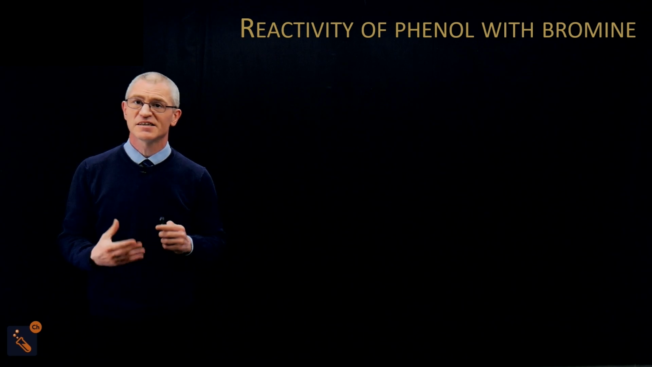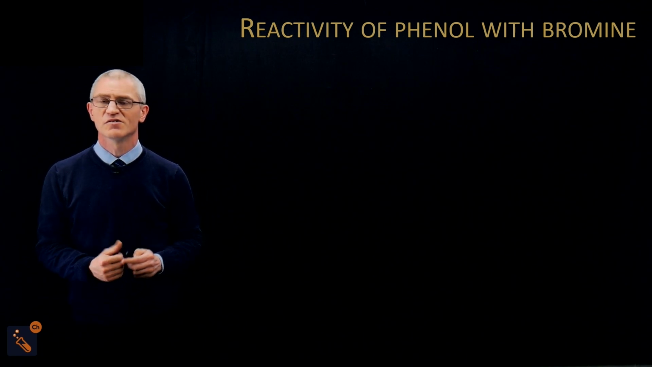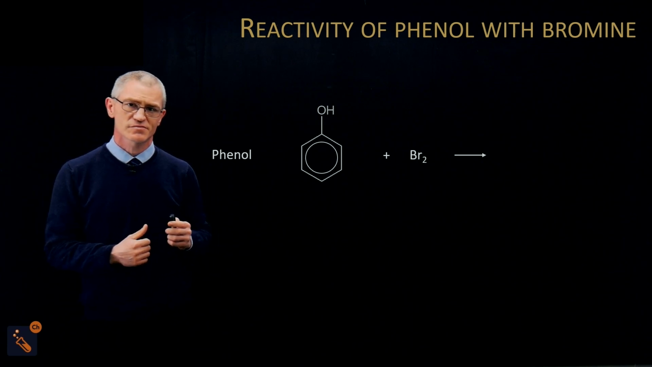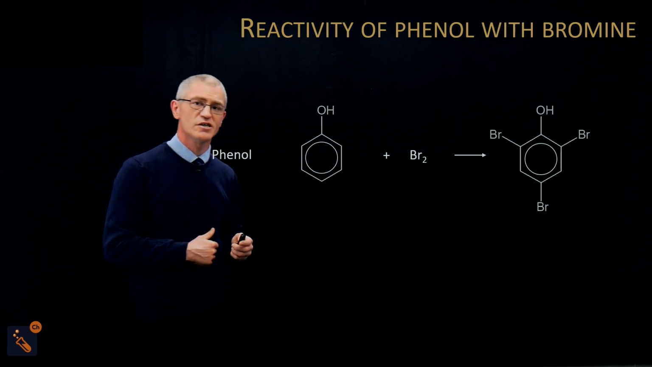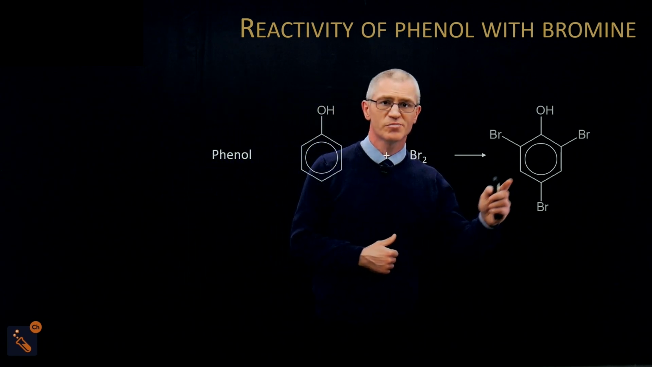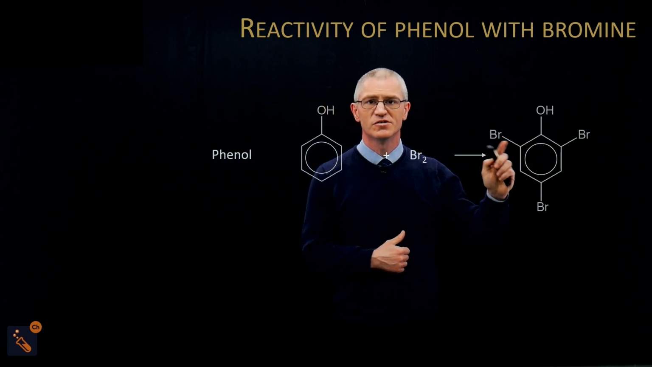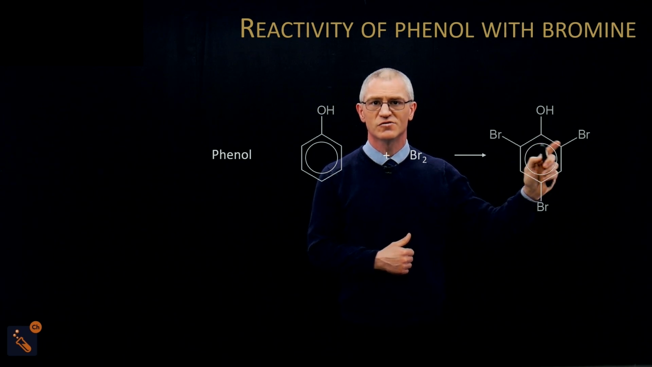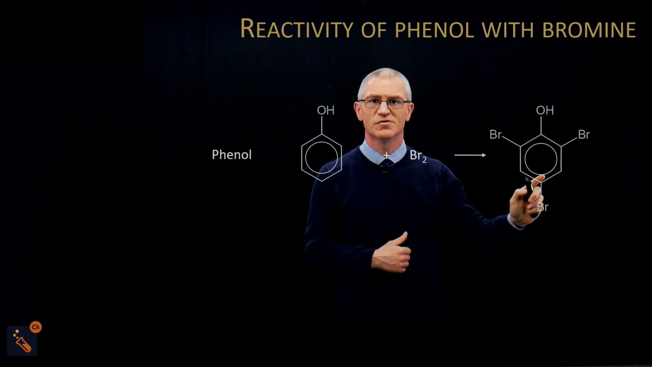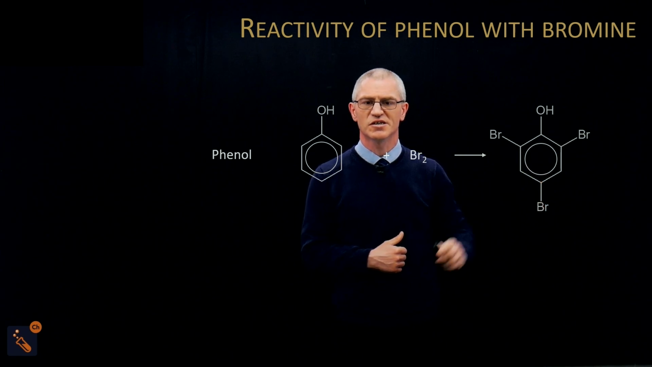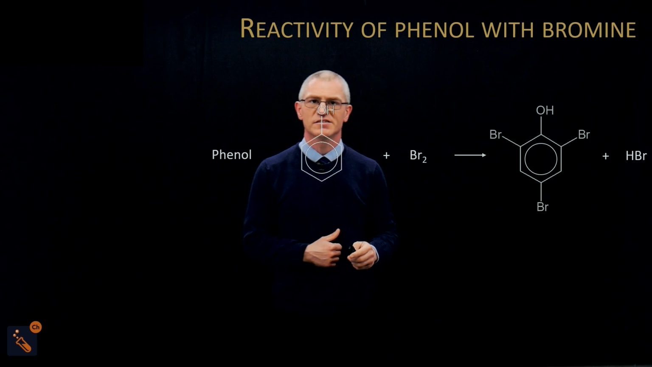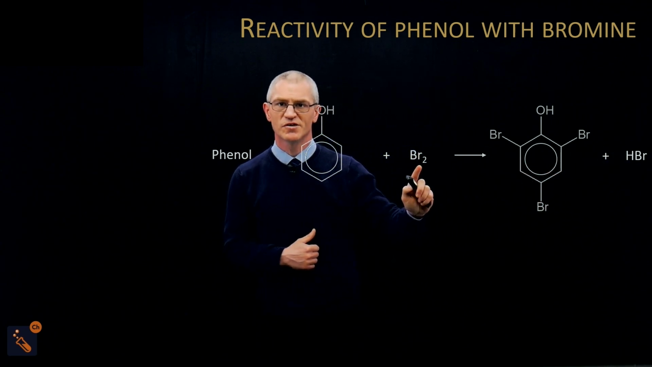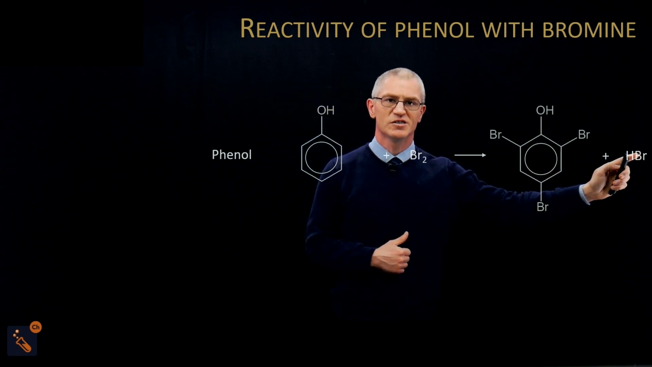Now let's talk about the reactivity of phenol with bromine. Phenol reacts with bromine and creates this tribromo compound. This tribromo compound is 2,4,6. So you see it's at 2, 4 and 6. If that's 1, this would be 2, this would be 4 and this would be 6. Every single time it reacts, it creates HBr. So we've got HBr here. For every one of those, there will be 1 HBr.